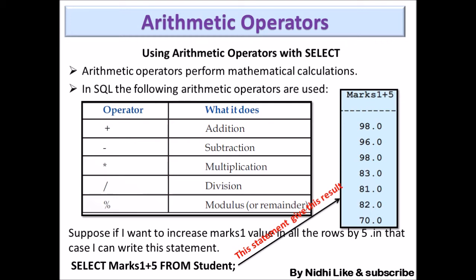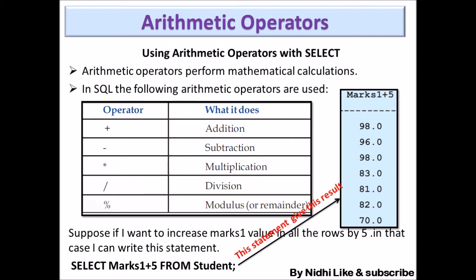Okay, see here, suppose I want to increase the marks of a student by 5. In that case I can write a query like this: select marks 1, which is the column name, plus 5 from student. Directly in that column, 5 is added. This statement will give a result like this. Earlier marks was 93, so 93 plus 5 is 98. The next marks was 91, so 91 plus 5 is 96. Similarly 93 was there, so 93 plus 5 is 98.